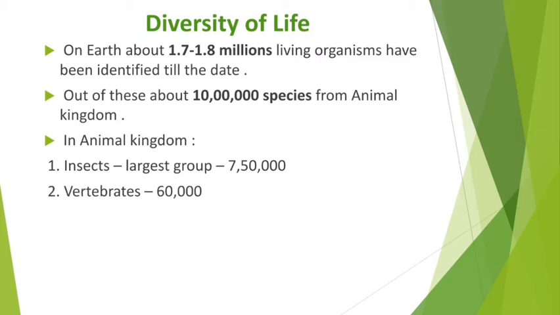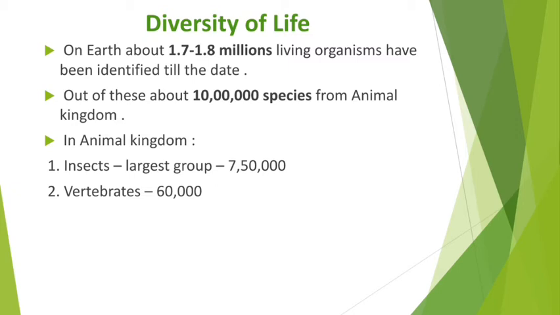Then number 2 is vertebrates. It is said that 60,000 species of vertebrates have been identified in the animal kingdom. Vertebrates means animals that have a vertebral column, a backbone. We human beings have a backbone, so we are vertebrates. Clear? In the animal kingdom we will learn details about the vertebrates.